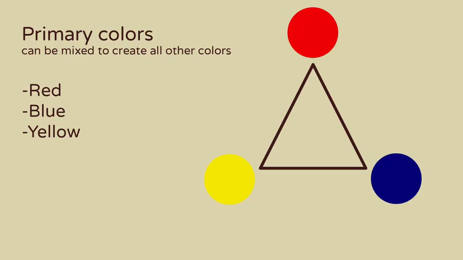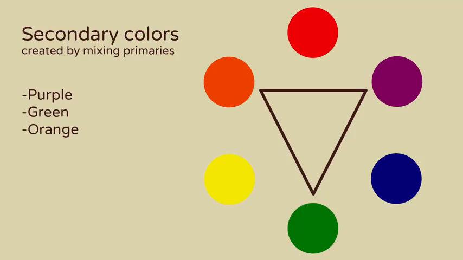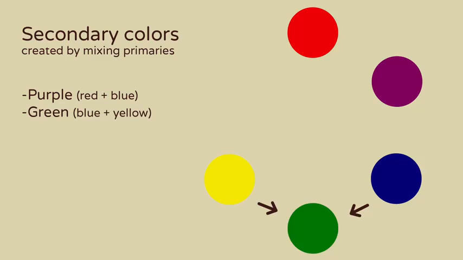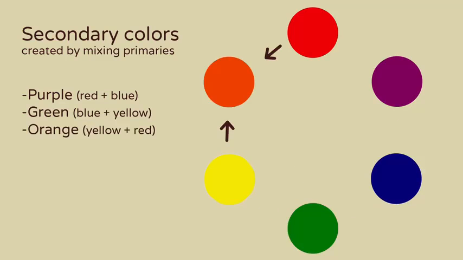All you need to start are the three primary colors, red, blue, and yellow. All other colors can be created mixing these in different ways. Note that mixing all three together will make a muddy brown. The secondary colors, purple, green, and orange, are created by mixing primary colors. Red and blue makes purple, blue and yellow makes green, and yellow and red makes orange.